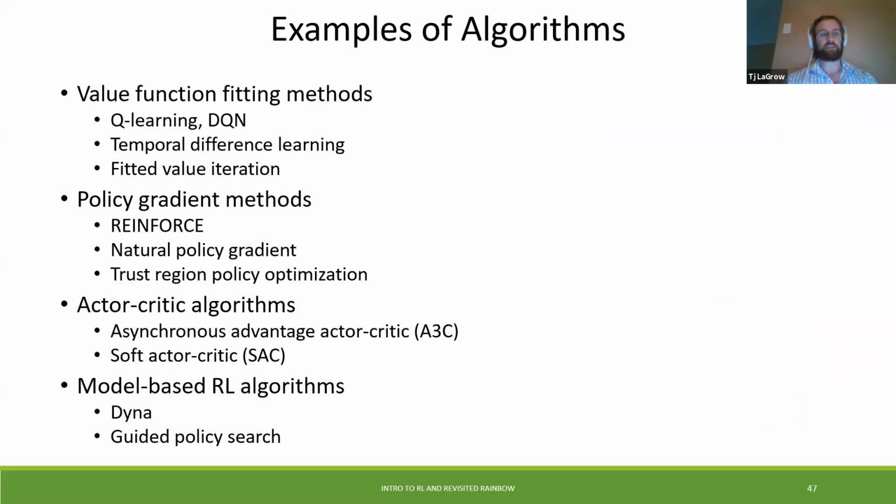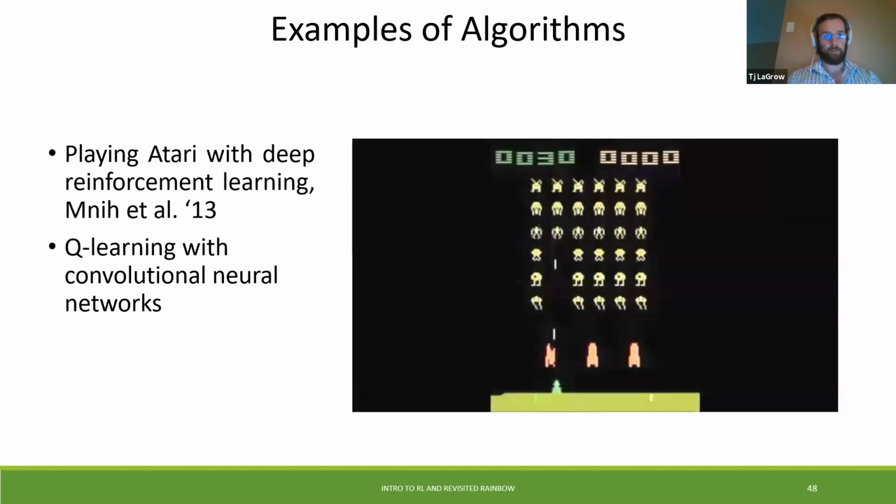And so some examples of the value fitting functions, we have Q learning, DQN, temporal difference, fitted value iteration. We have policy gradient like REINFORCE, natural policy gradients, and actor critic algorithms like A3C and SAC. And then the model-based RL algorithms that use a lot more dynamic programming and convex optimization are Dyna and then guided policy search.